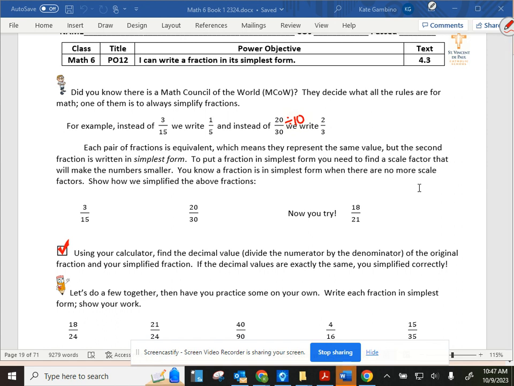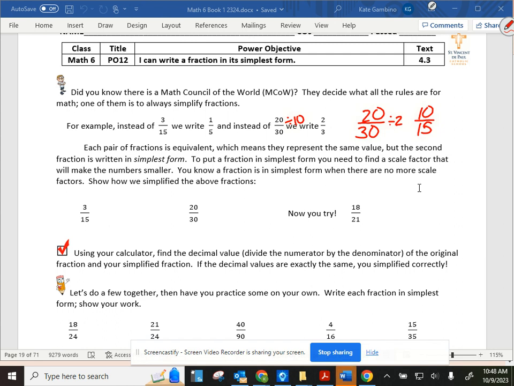But what if we have 20 over 30 and we say, hey, they're both even numbers. So I know 20 and 30 are both even. If they're even, I can divide by 2. 20 divided by 2 is 10. 30 divided by 2 is 15. I simplified. Am I done? I simplified it.